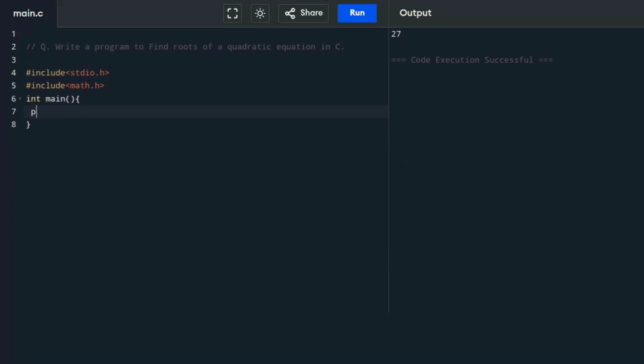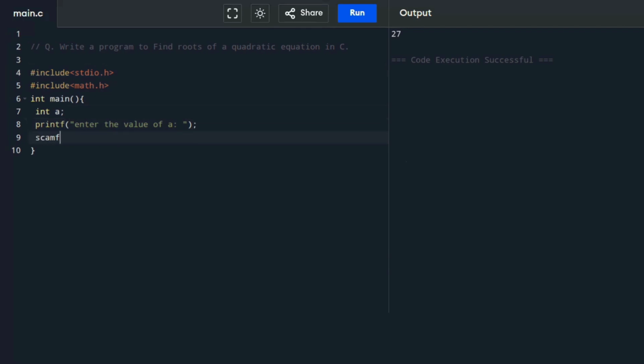We will write printf. First we will declare int a, printf, enter the value of a. So the user will input the value of a, and then we will store it. Scanf percentage d and a. Similarly, we will include the value of b and c respectively.